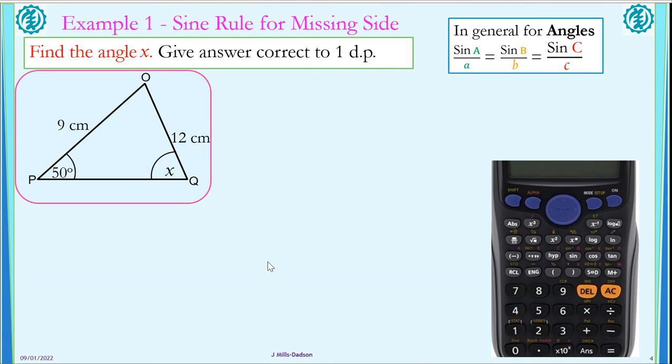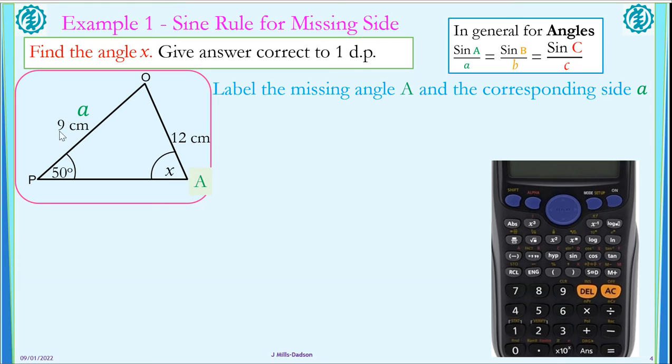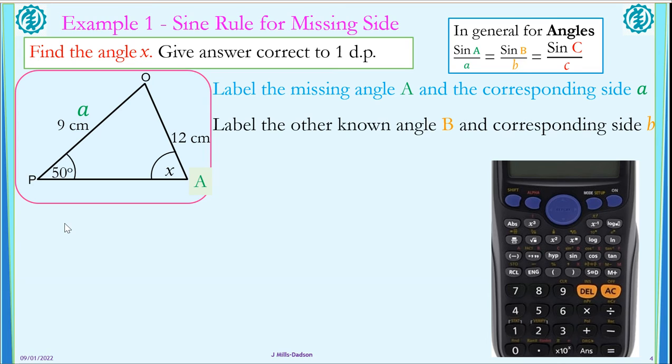Example, we are supposed to work out angle x. Remember, we need pairs of information, a missing angle and a side, a known angle and a side. So it conforms. We are going to quote the first two ratios, but we need to relabel our triangle to help us know which is A and B. Missing angle is the A, and the side opposite is small a. A known angle is the capital B, and the known side is a small b.